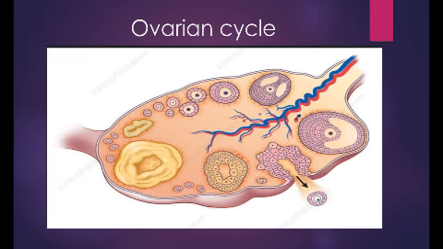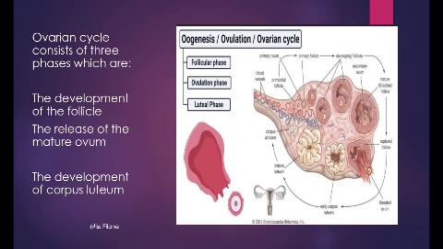Okay, so now we're going to focus on the ovarian cycle which takes place in the ovaries. The ovarian cycle is a cycle that consists of three phases, which include the development of the follicle, the phase where the follicle develops, the release of the mature ovum, which we know as ovulation, which happens during day 14, and also the development of a corpus luteum.